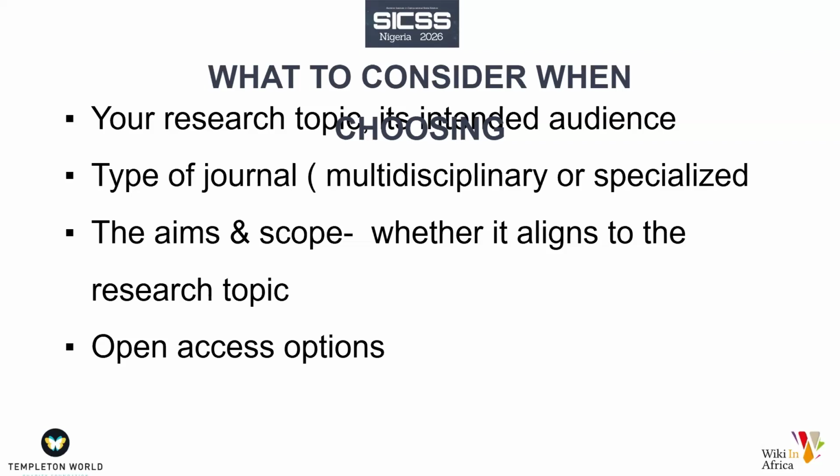The type of journal: is it multidisciplinary, like the Nigerian Medical Association journal that can publish all aspects of medicine, or am I sending to a pediatric journal? If you're writing about something in pediatrics, it will probably be better to send to a specialized journal. Then the aims and scope of the journal: do they align with your research topic? You have to check open access options.